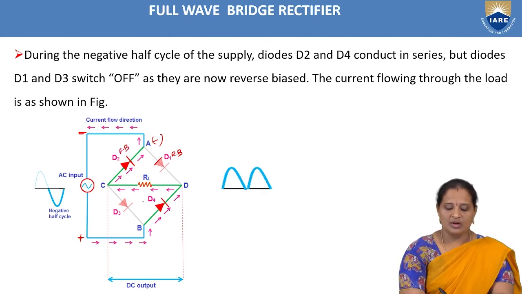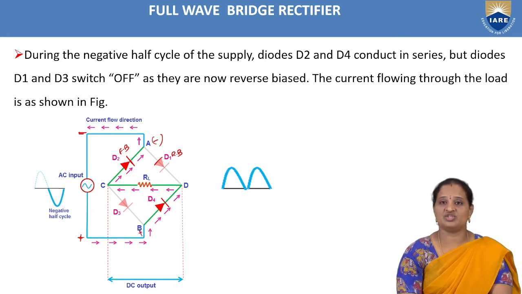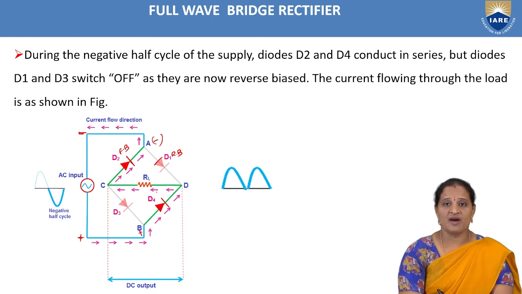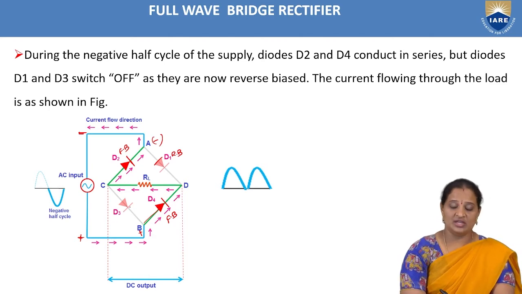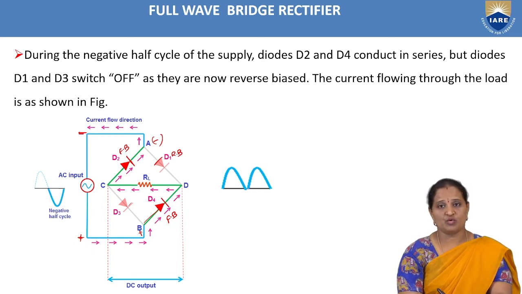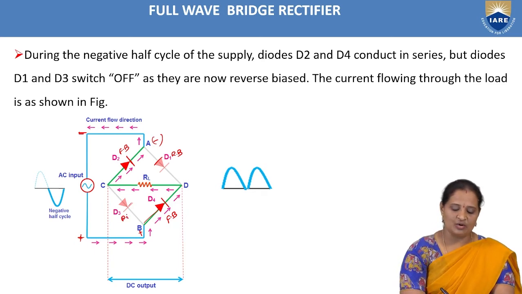And coming to diodes D3 and D4, as I said, point B is at positive potential, which makes diode D4 forward biased because diode D4's anode is connected to point B. That means we are applying more positive potential to the anode terminal, which is the positive terminal of the diode, which makes diode D4 forward biased. And what about diode D3? Diode D3's cathode is connected to point B, where point B is at more positive potential, which makes diode D3 reverse biased.